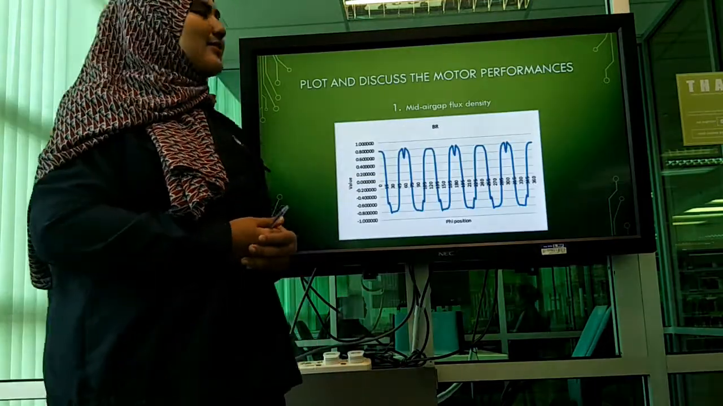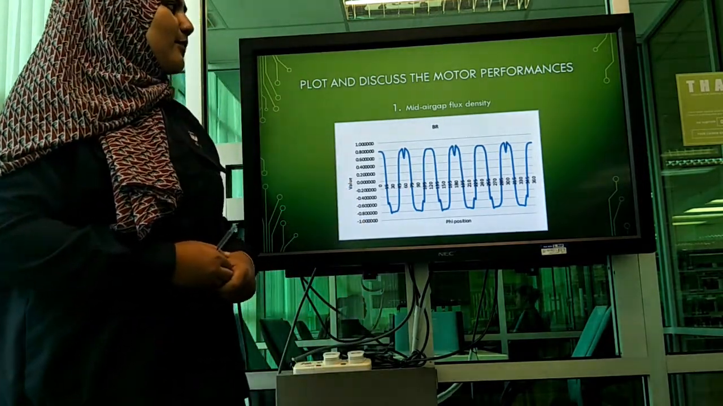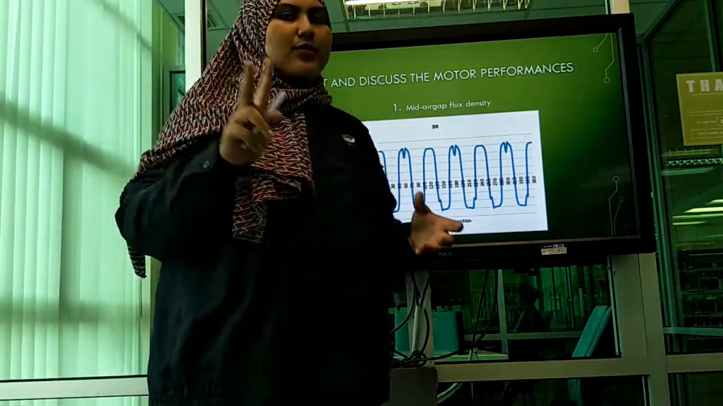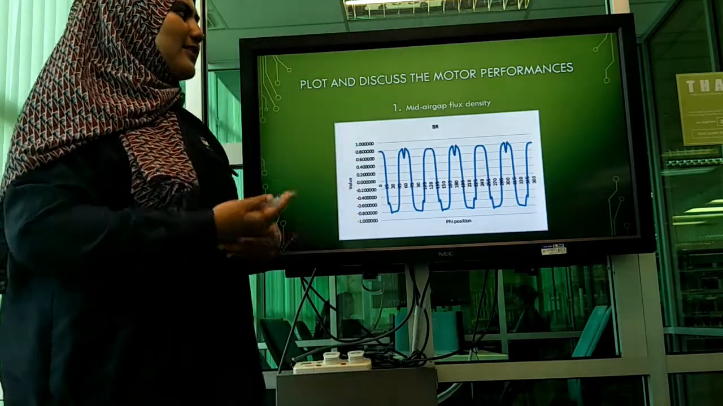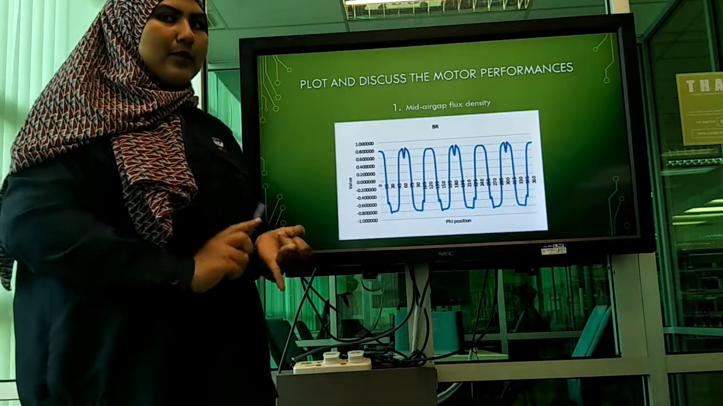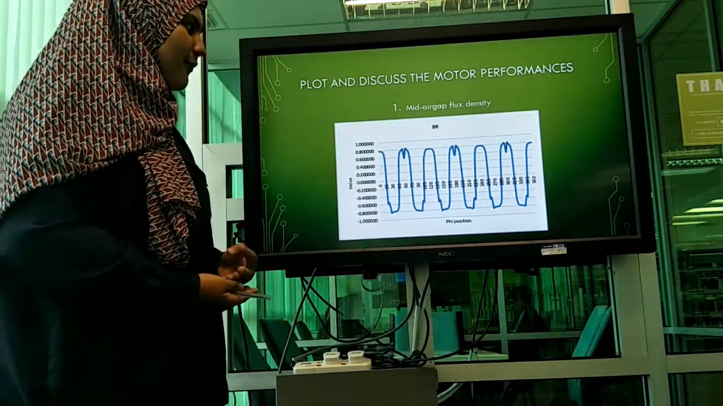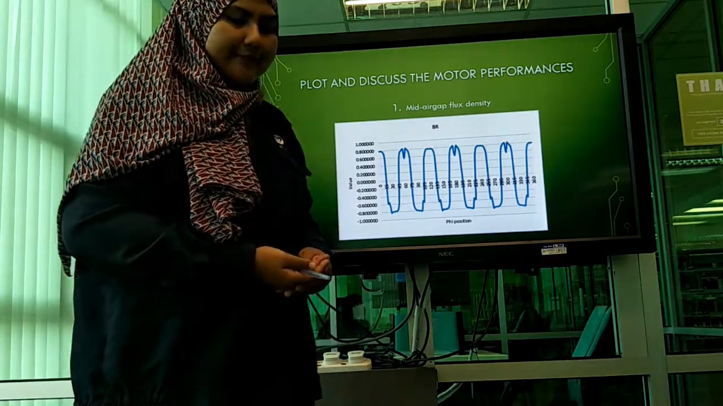Next, I will discuss the motor performance. First, I will discuss the mid-air gap flux density. There are two graphs that can be discussed for the mid-air gap flux density. The first one is BR and the second one is BT. First, we will focus on the BR. The highest BR value is 0.8 Tesla.